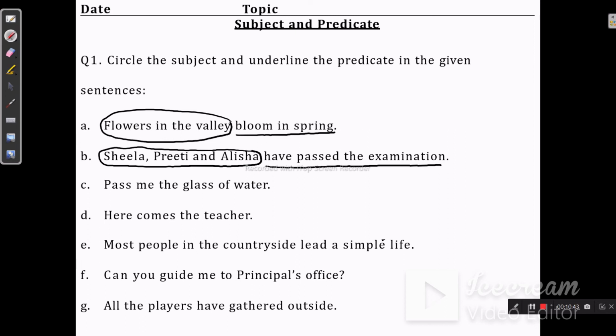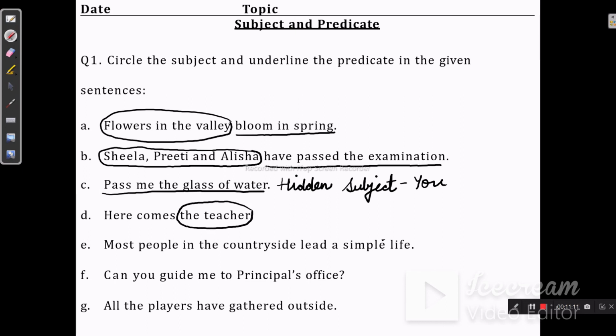C part. Pass me the glass of water. So it's an imperative sentence. Pass me the glass of water actually means you pass me the glass of water. So the hidden subject is you. And pass me the glass of water is the predicate. D part. Here comes the teacher, right? So the teacher is the subject here and here comes is the predicate.